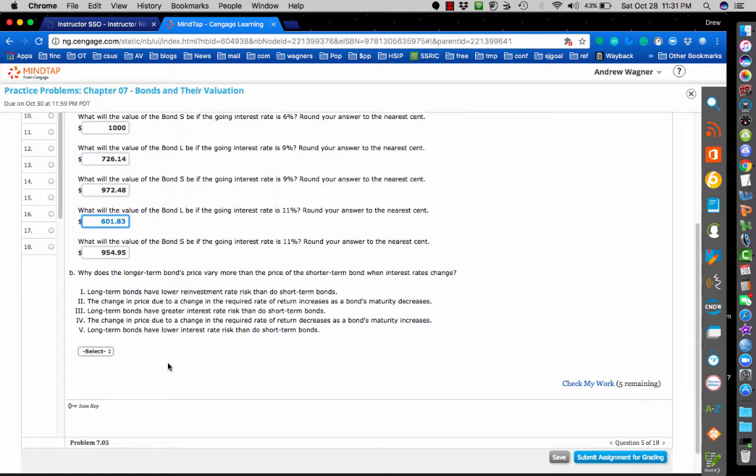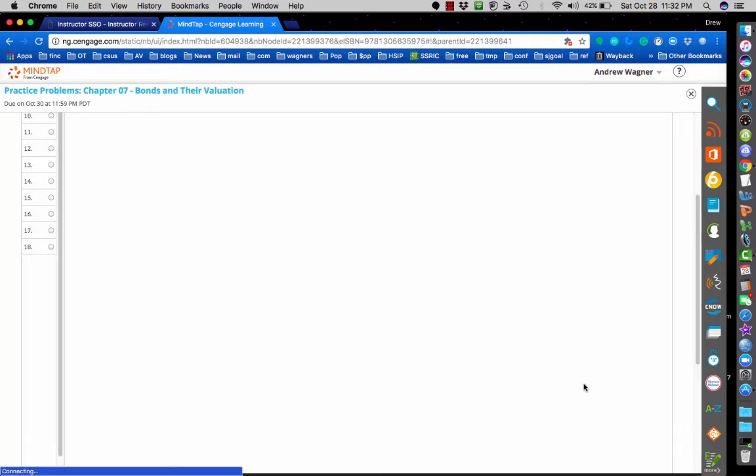So 3, let's just look at the other two just in case. The change in price due to change in required rate of return decreases as the bond's maturity increases. No, again, that's backwards. Long-term bonds have lower interest rate than short. No, not necessarily, and not in this case anyway. So the answer there is 3. Long-term bonds have greater interest rate risk than do short-term bonds, which just means they're more sensitive to a given change. And if both yields are changing by the same amount, the long-term bond will change in value by more. So let's go ahead and check those.